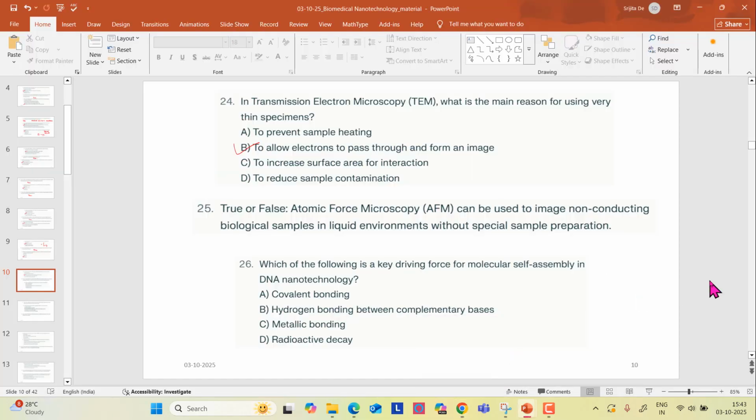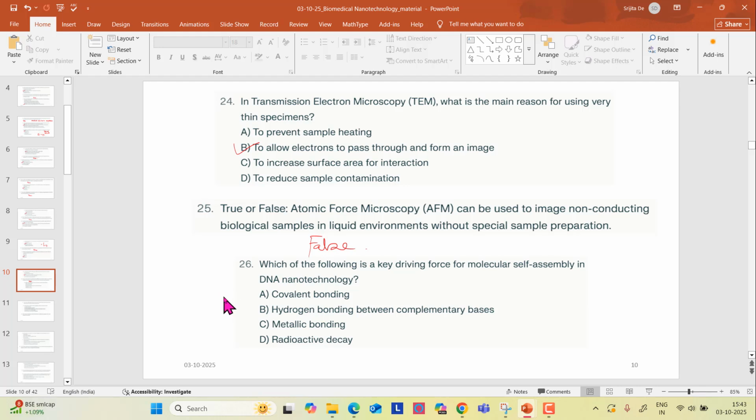Yes, this is false, because in a liquid environment you cannot do AFM in liquid mode. It has to be dry very well. So it is false.